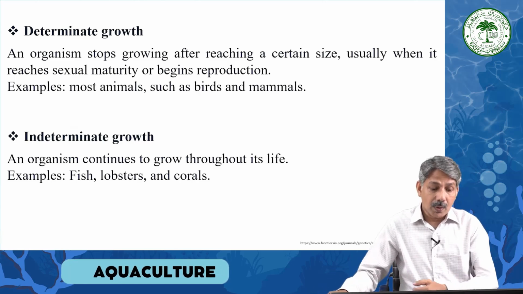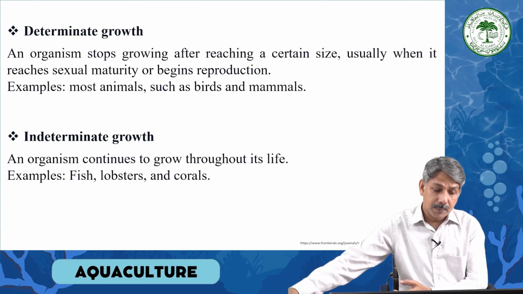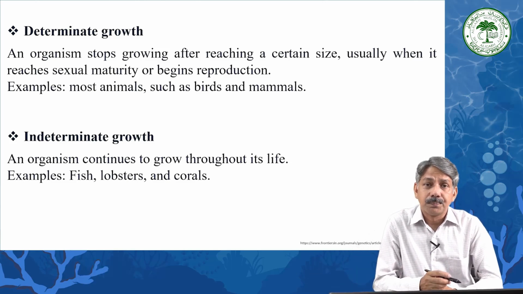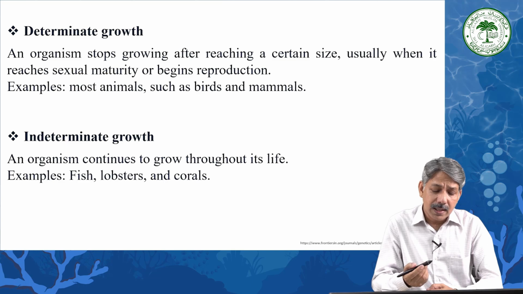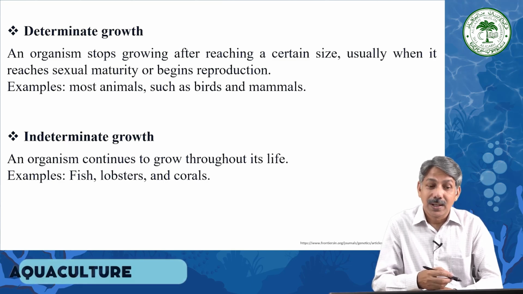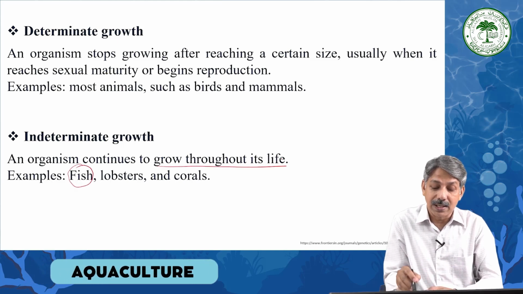Now, in the case of many animals, especially mammals, we know that the growth stops after a certain age. No matter how much the age progresses, growth will not occur. But there are examples like fish, where the fish will continue to grow throughout its life.